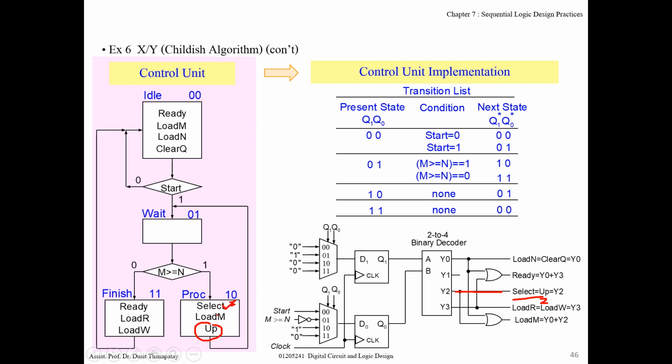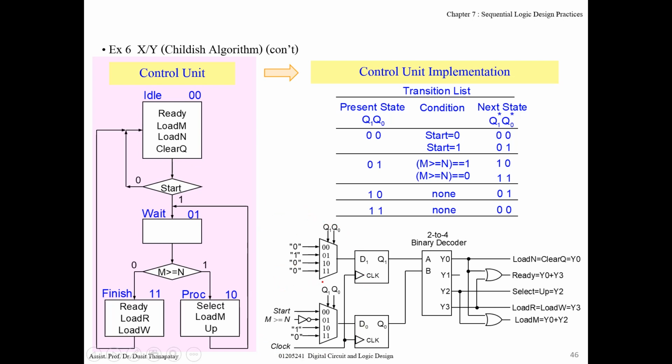What else? Load R and load W. Load R and load W are at state 11. When the machine is at state 11, the input of the decoder is 11, so Y3 is active. So you can use Y3 as load R and load W. Okay, that's all for output logic G. How about next state logic F?